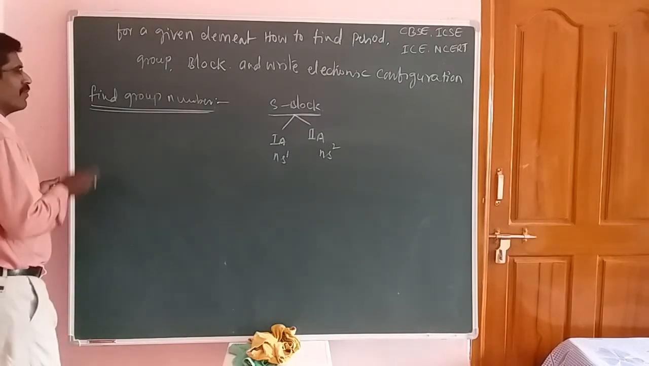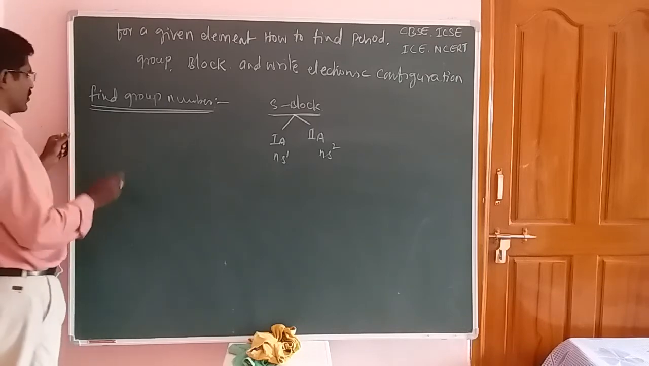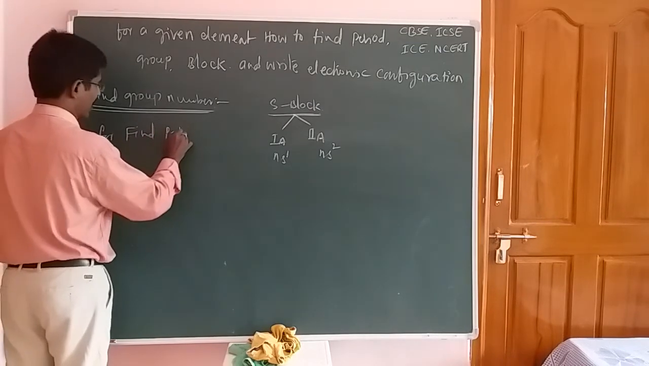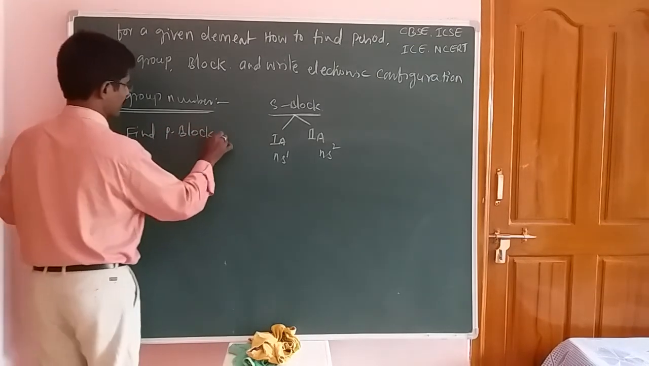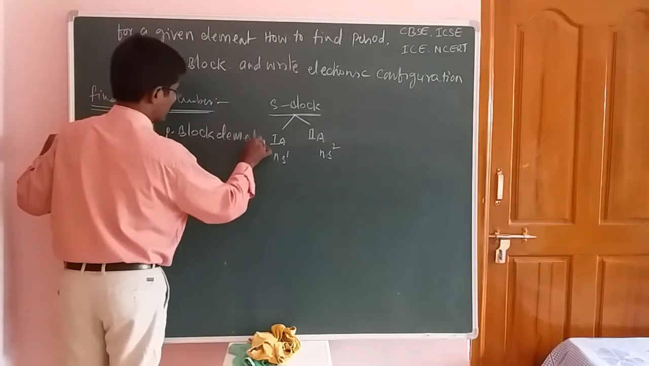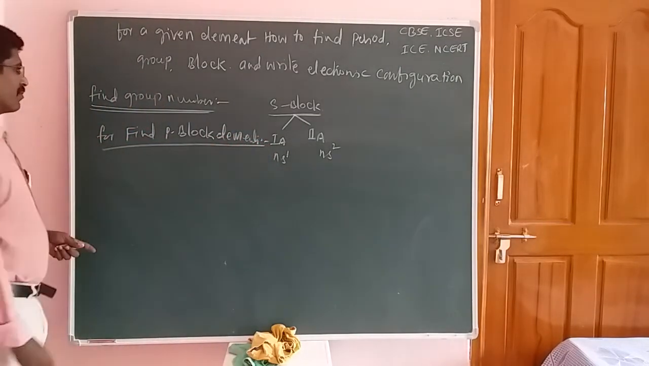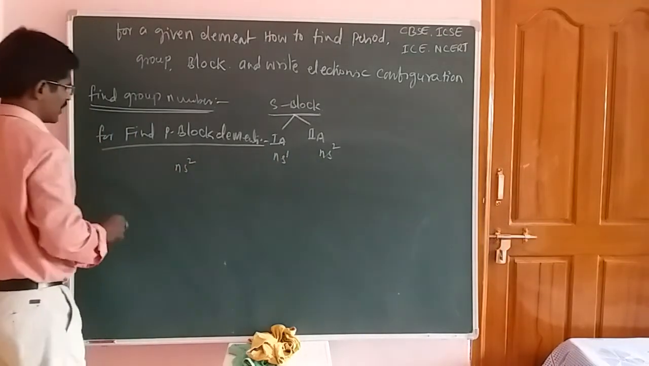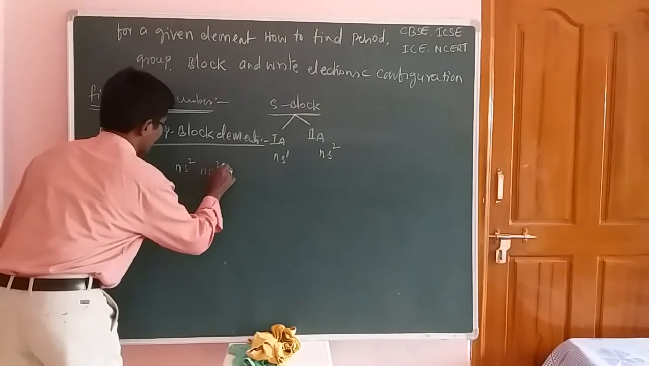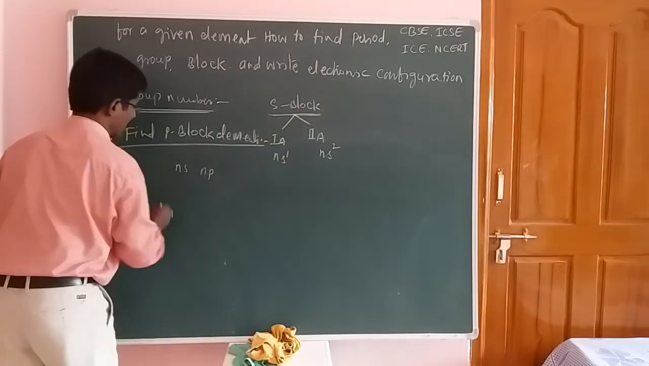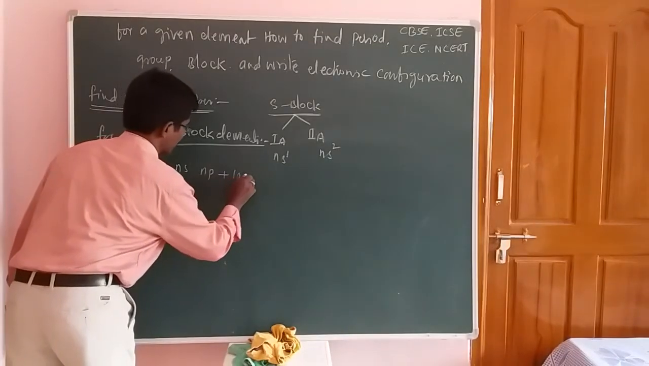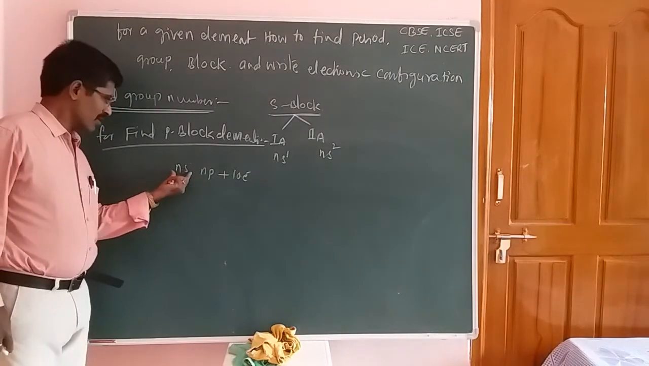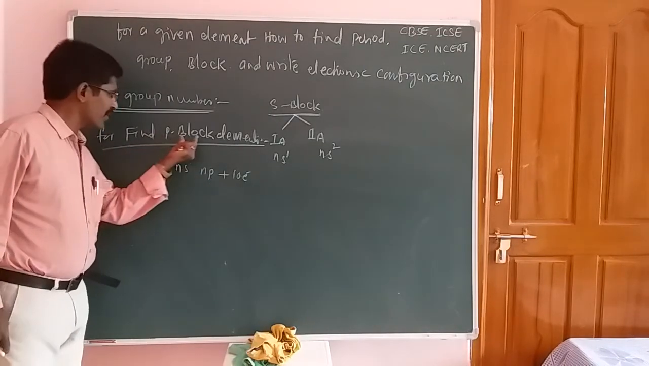For example, students, the p block elements. How to find the p block elements? For p block elements, you have to write the principal number of s electrons, that means ns2 electrons, and next the np electrons, ns2 np, and plus you should add 10 electrons.